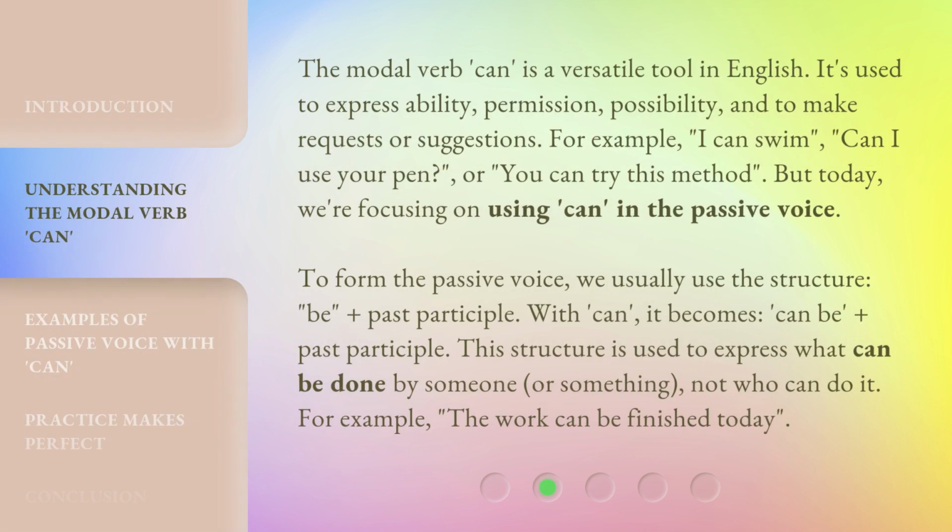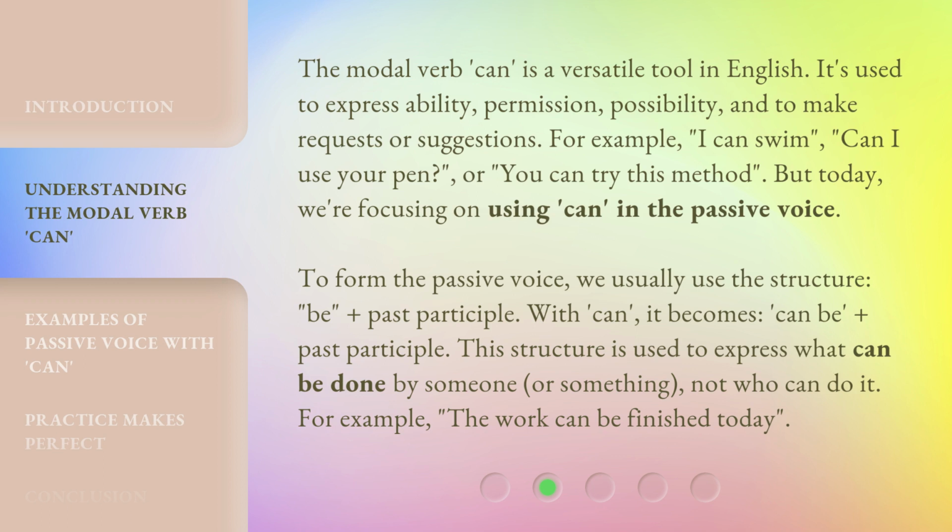The modal verb can is a versatile tool in English. It's used to express ability, permission, possibility, and to make requests or suggestions. For example, I can swim. Can I use your pen? Or, you can try this method. But today, we're focusing on using can in the passive voice.